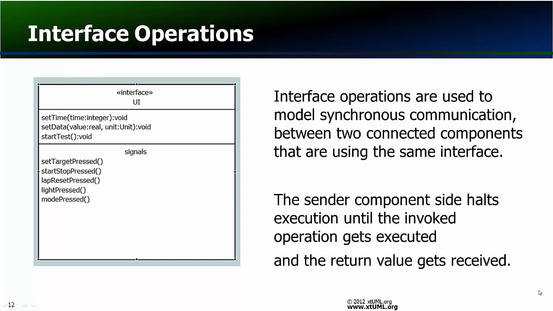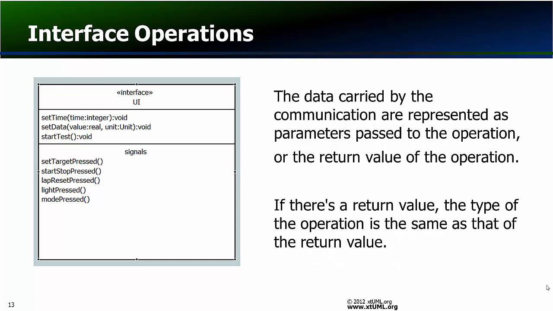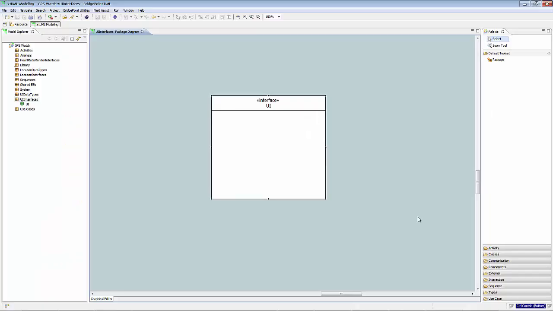The sender component side has execution until the invoked operation gets executed and the return value gets received. The data carried by the communication are represented as parameters passed to the operation or the return value of the operation. If there is a return value, the type of the operation is the same as that of the return value. So how to create an interface operation?